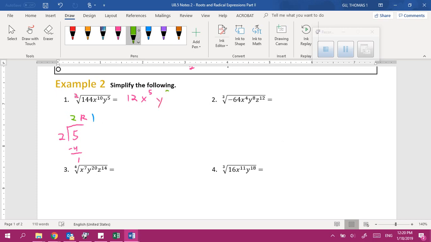Y squared. The remainder remains on the inside. Square root of y to the 1, which is just y, so you don't have to write that. So that's it. However, remember we need to look for absolute value bars. Where should the absolute value bars go here? X to the 5th. Remember, it goes around odd exponents. And this is your answer.